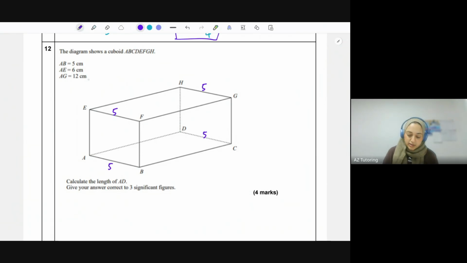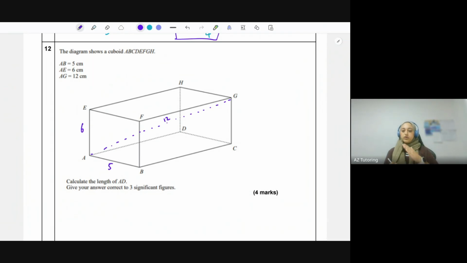Okay, it says AE, which is this part here, is 6. So if that's 6, then of course FB, GC and HD will be 6. I'm not going to write them on because it'll get a bit too messy, but you understand the point. So try and understand that in your mind as well. It's told us AG is 12, so A to G. You need to visualize it. It's a diagonal going straight through. So the diagonal line that's going through is 12.